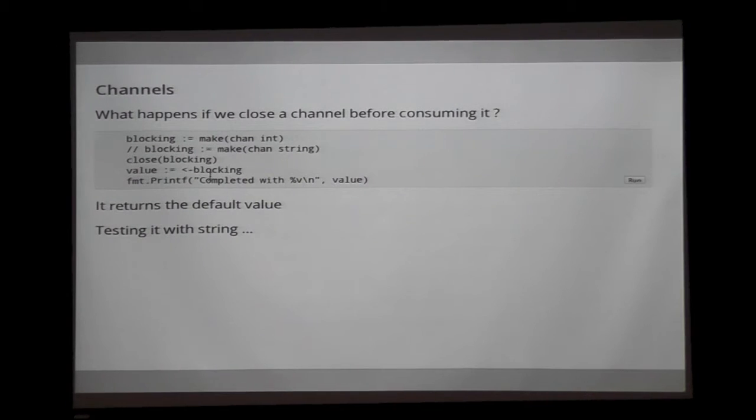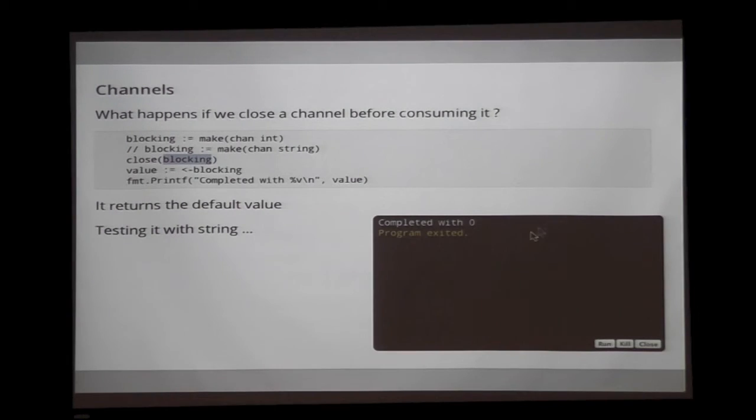But what we want to see is what happens if, in this case, we are creating a channel and immediately closing it, and then we try to read from it. We receive this 0 value, which I guess is the default value of the channel. Okay. This is also true for any type. This was a channel of integer. This is a channel of string, and it will just return an empty string.